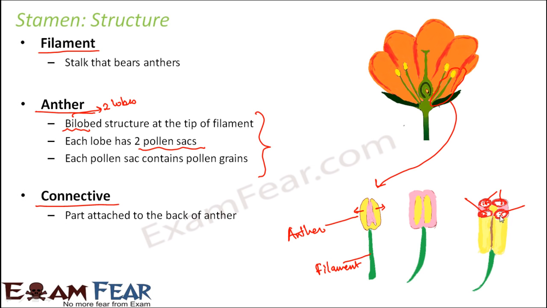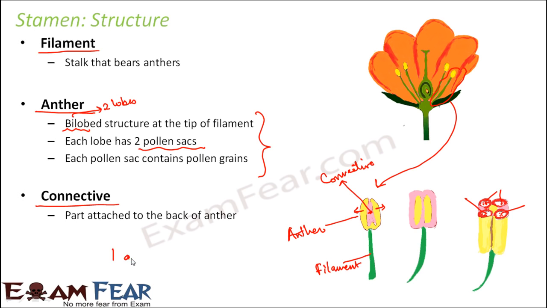Now here you have the connective. Why do you have the connective? Because the anther is made up of two lobes, and the two lobes need to be connected somehow. That part which connects the lobes of the anther to keep it intact is called the connective. Let me mark the connective also. The pink colored thing which you see is the connective, because it connects the two lobes. So from this, what did we learn?